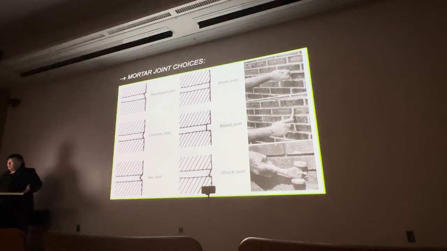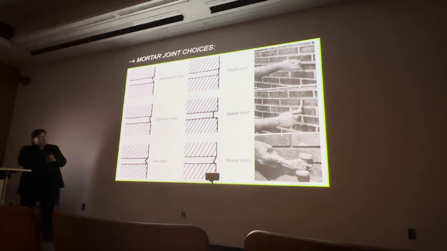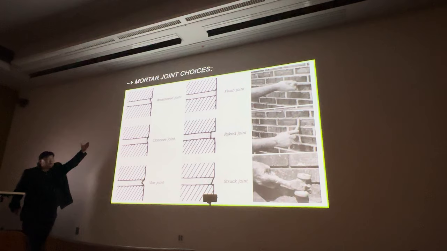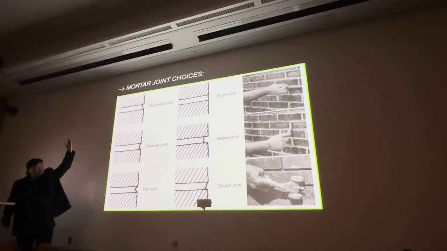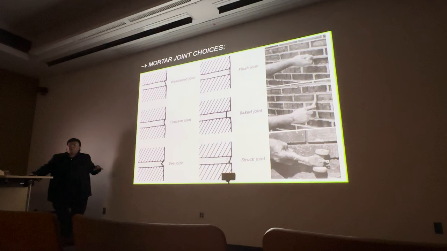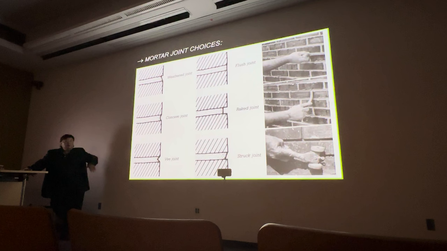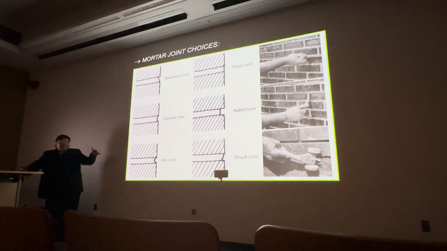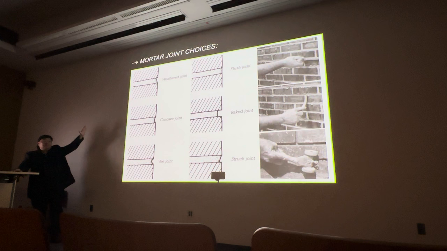The mortar joints also come in different types. They are typically made by a tool. They have weathered joints, concave joints, V joints, raked joints, struck joints. The last one is the flush joint. The flush joint is the most expensive one, the most labor. If you think about why, it's simply flush. Why is it so difficult? Because there's no tool, so you have to make sure they are flat. So the flush joint is mostly labor intensive.